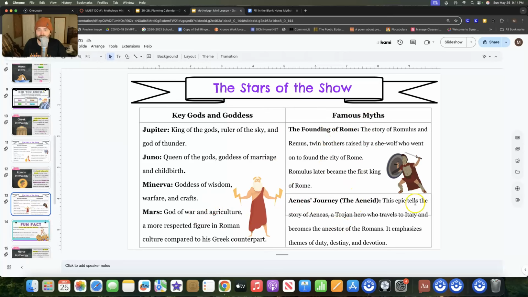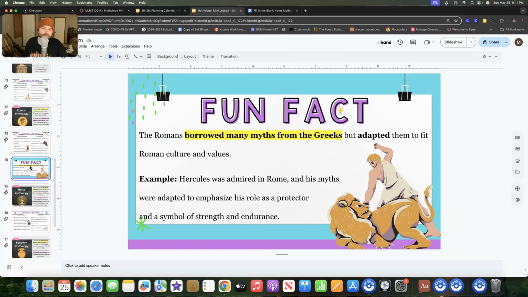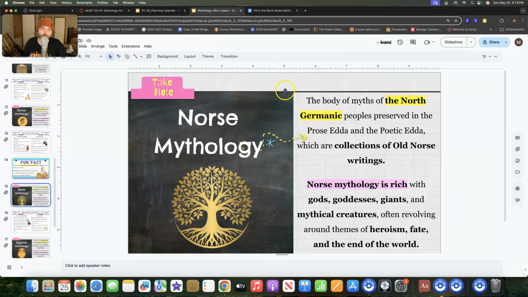And then famous myths as well. Aeneas' journey of the Aeneid. Like I said, this is a possible story that you might get. Very similar to the Odyssey. Now, fun fact, the Romans borrowed many myths from the Greeks, but adapted them to fit Roman culture and values. Hercules was admired in Rome, and his myths were adapted to emphasize his role as a protector and a symbol of strength and endurance. This is a fun fact about Roman mythology.